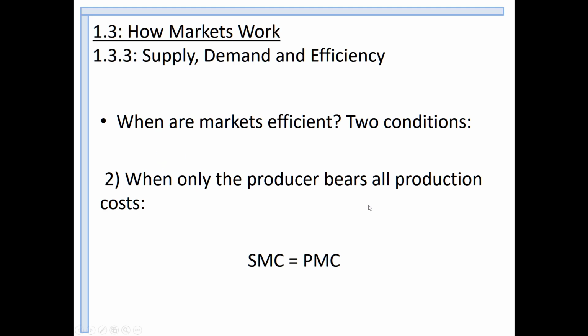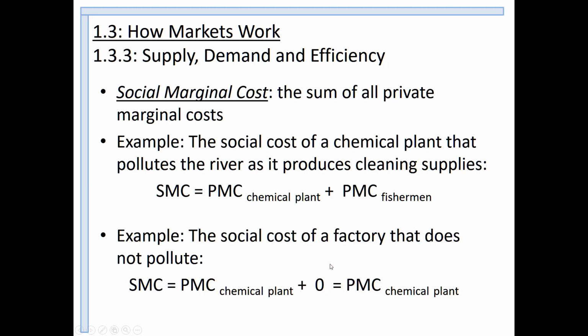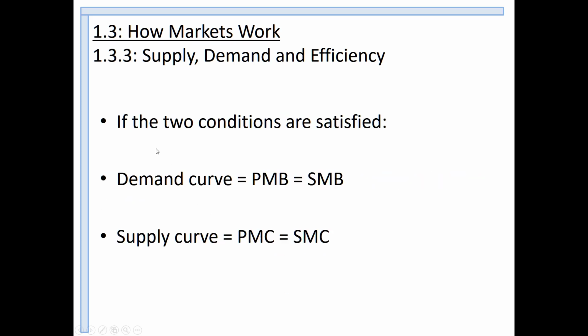Only the producer bears all production costs. That is the case when social marginal cost equals private marginal cost. That will be the second case here, not the first. So what do the two conditions together mean?